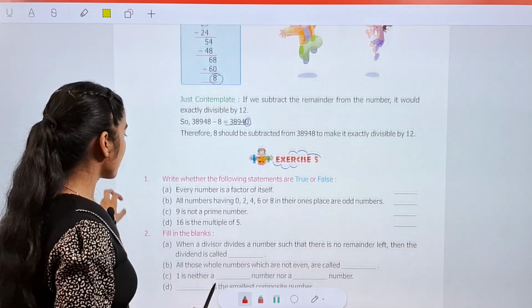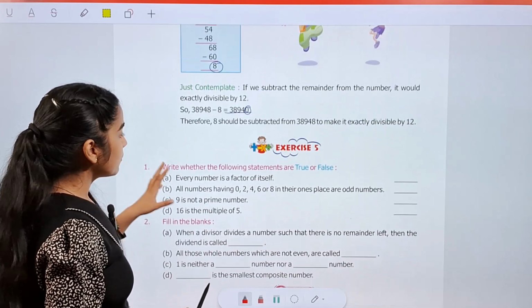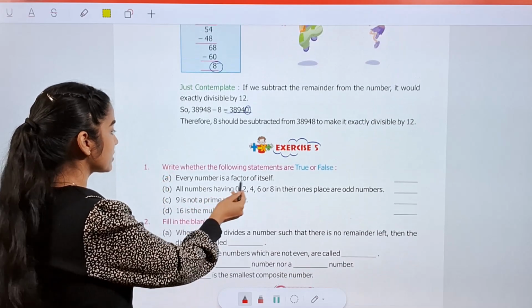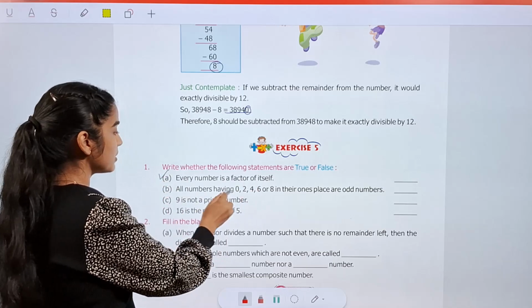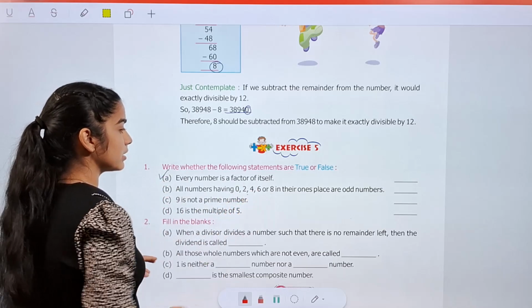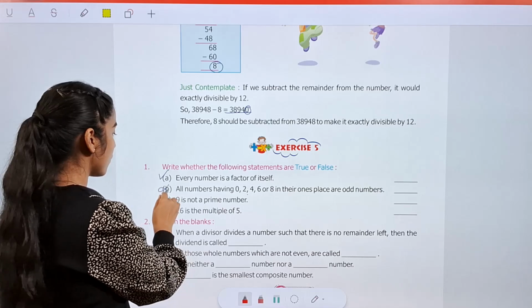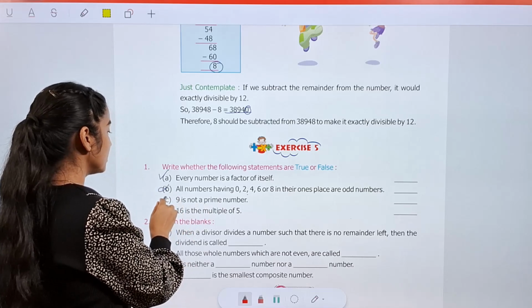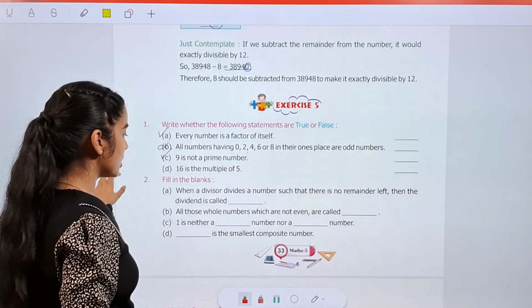Okay. Now write whether the following statements are true. Every number is a factor of itself. True. All numbers having 0, 2, 4, 6 or 8 in their ones place are odd numbers. False. 9 is not a prime number. True. Okay, so you have to answer these questions.